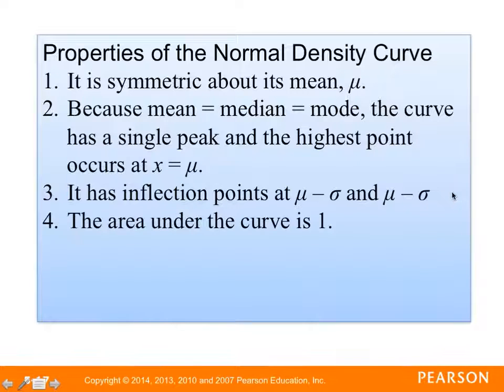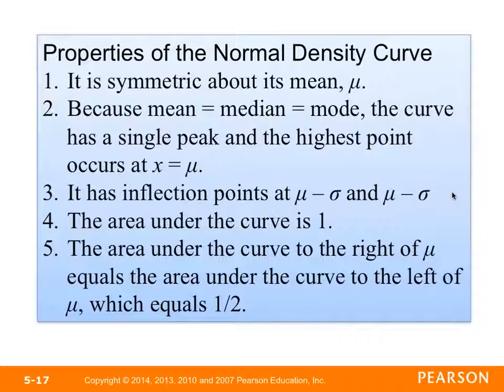The area under the curve is 1, just like we talked about with the uniform density. And then the area under the curve to the right of mu is going to be equal to the area under the curve to the left of mu, which is just 1/2. If you think about that, that's just a subsequent thing based on properties 1 and 4.